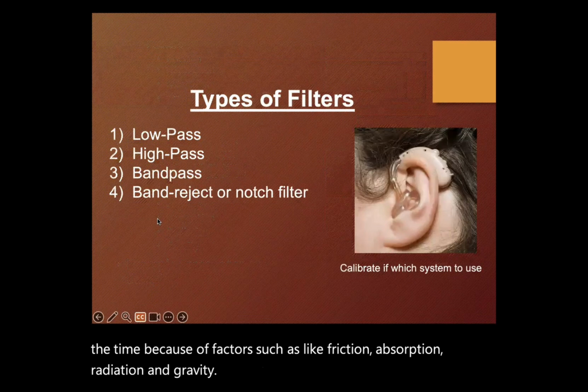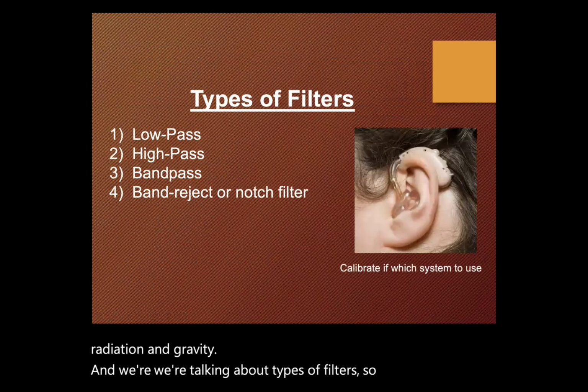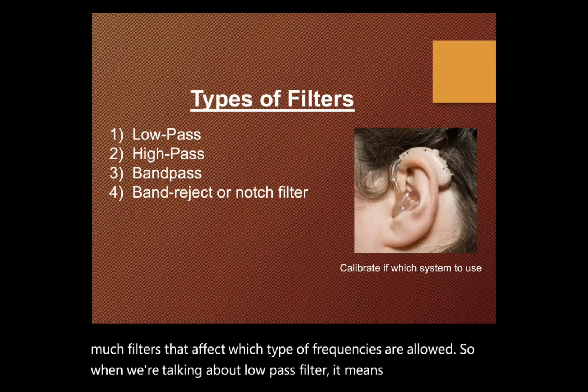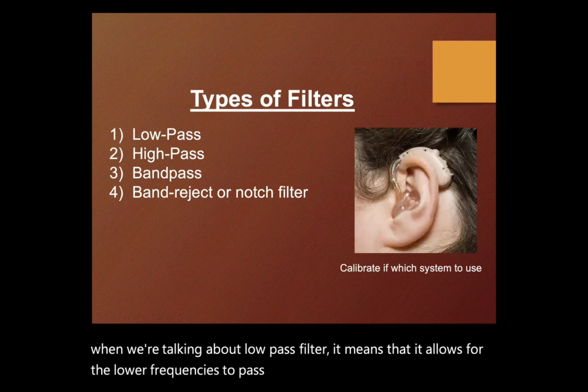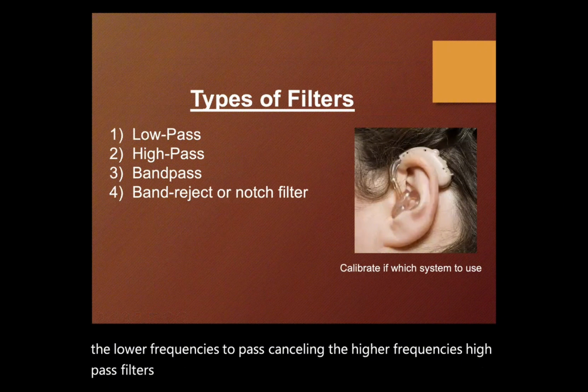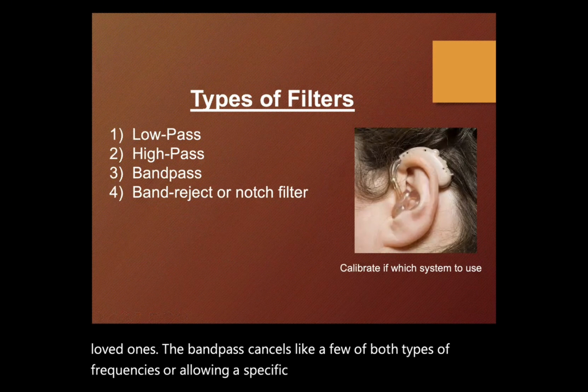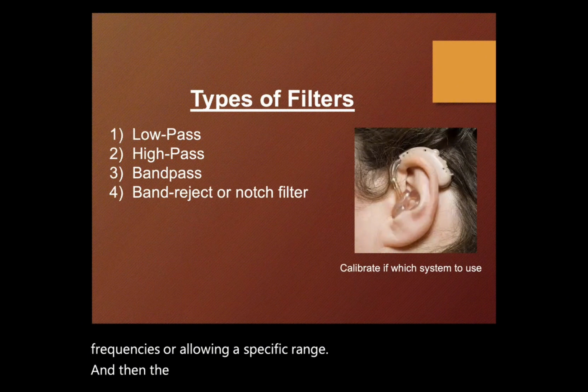Now we're talking about types of filters, which affect which frequencies are allowed. A low pass filter allows the lower frequencies to pass, canceling the high frequencies. High pass filters allow the higher frequencies to pass and cancel the low ones. The band pass allows a specific range, canceling the frequencies on both sides. And the band reject blocks a specific range, usually that middle part.